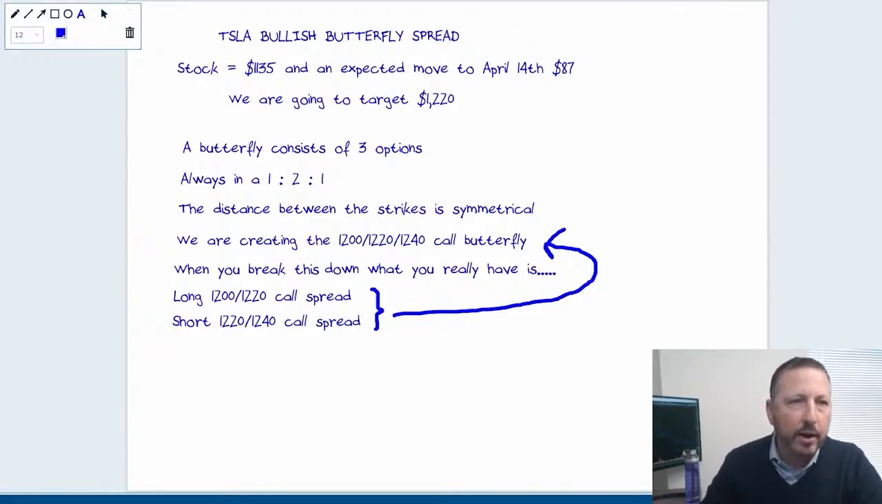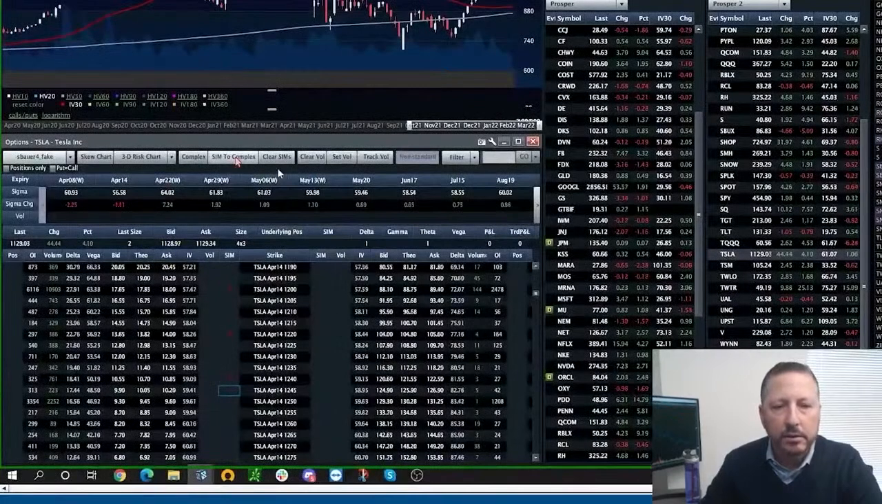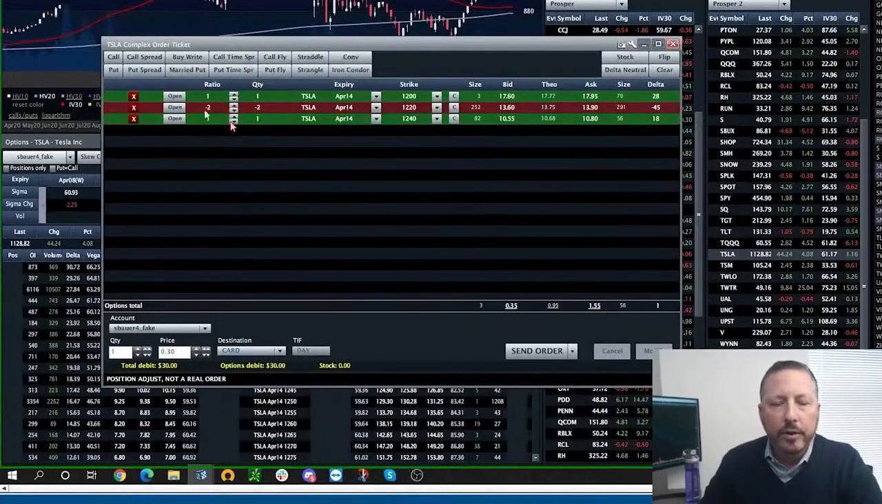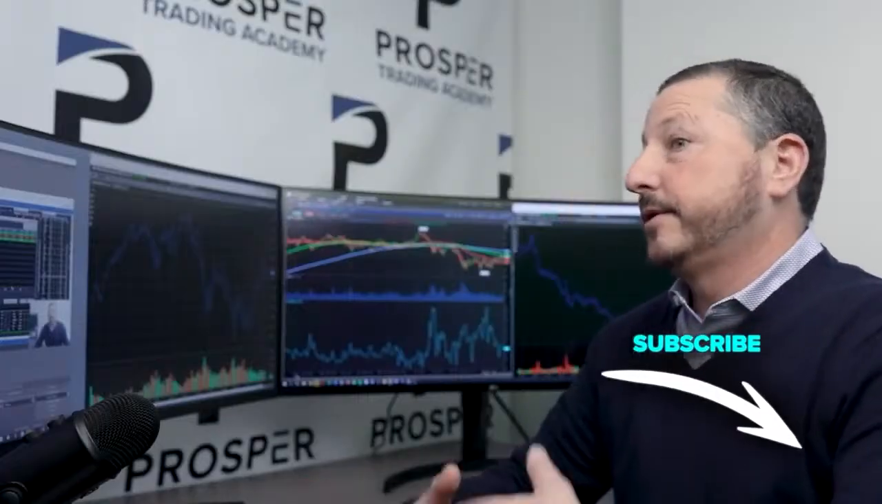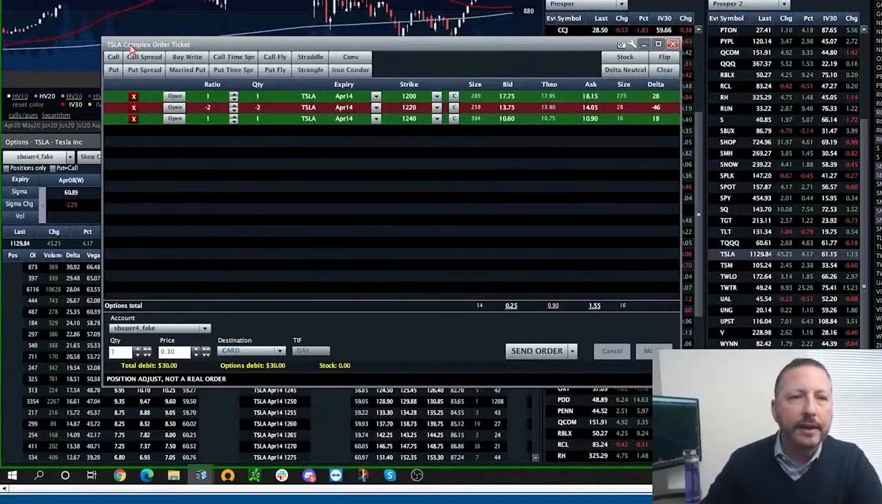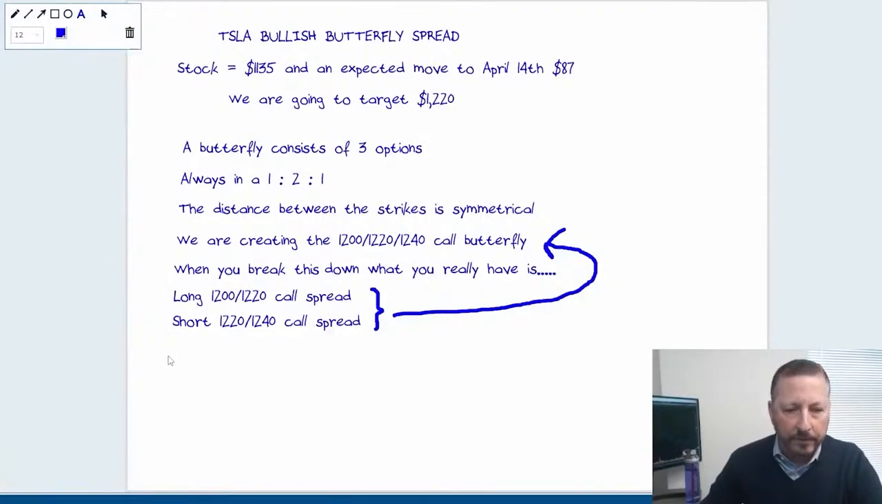So let's look at the pricing on something like this. If we were to price this out, we can see that the midpoint of this market between the bid and the offer is approximately $1. 90 cents, $1, which certainly seems pretty cheap, right? To have some really nice upside exposure for $1. Well, that's one of the nuances of a butterfly.